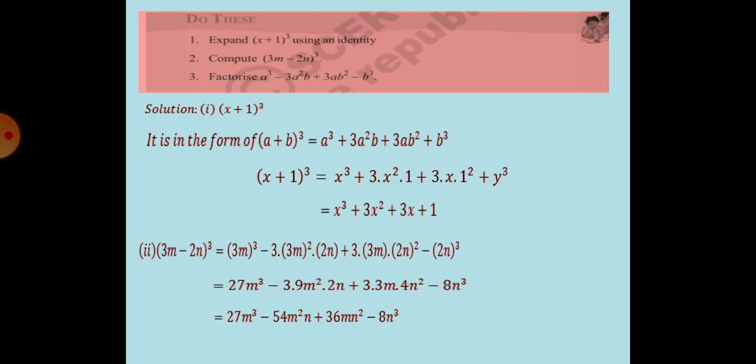3m cube means 3 cube is 27 and m cube is m cube itself. Again here in bracket 3m square means 9m square and 2n square means 4n square, and 2n cube means 2 cube is 8 and n cube is written as n cube. So the final answer is 27m cube minus 3 9s are 27, 27 2s are 54m square n plus 3 3s are 9, 9 4s are 36mn square minus 8n cube. Third one is a factorization question that I will be solving in the next lesson.